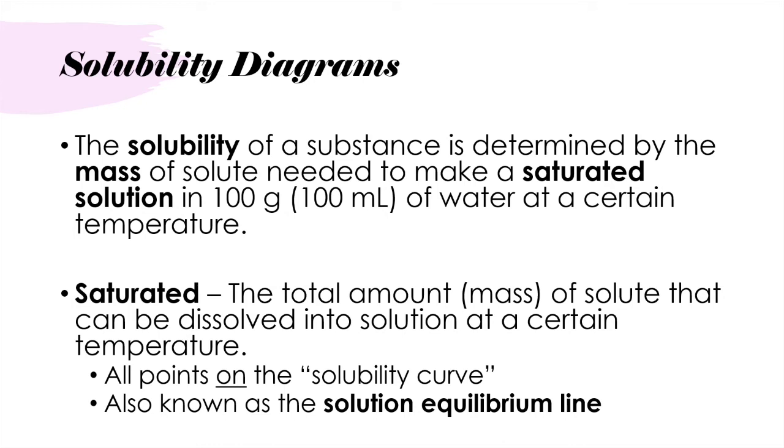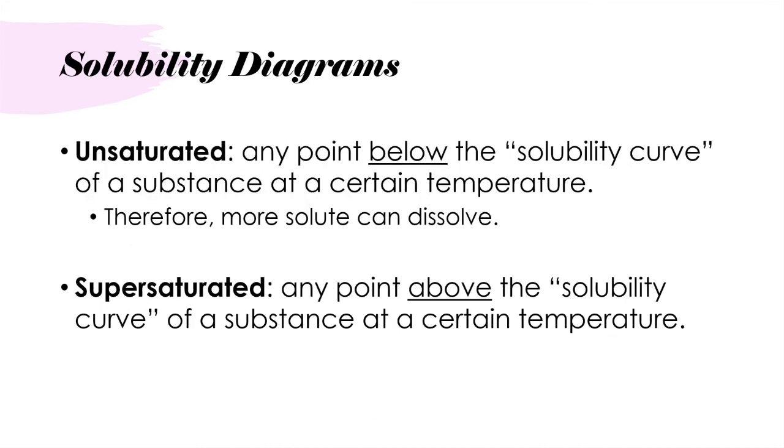Saturated is considered to be a point on the solubility curve. You will see what this curve looks like on the next couple of slides, I promise. But for now, bear with me. Remember, saturated is on the curve. A substance is considered unsaturated at a point below the solubility curve. Supersaturated is a point above the solubility curve. Again, you will see an example of what this curve looks like on the next slide.